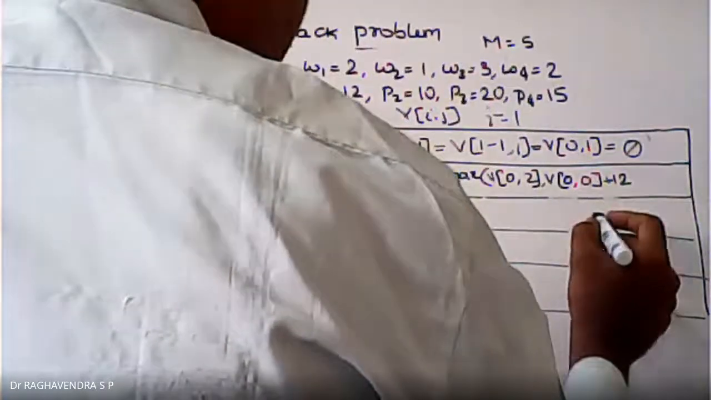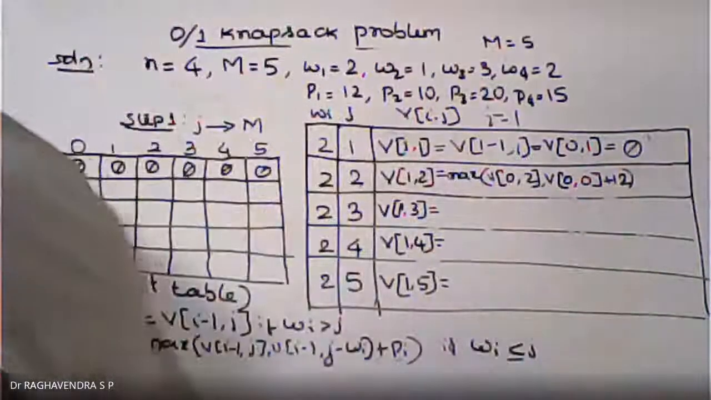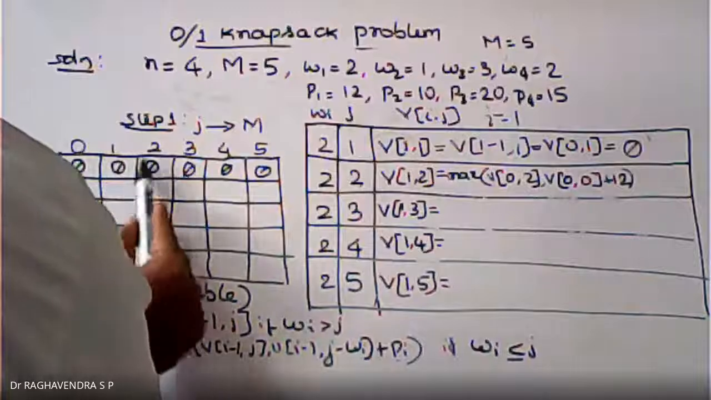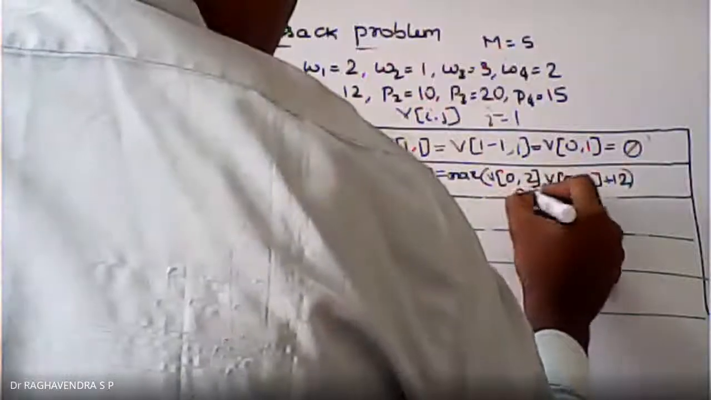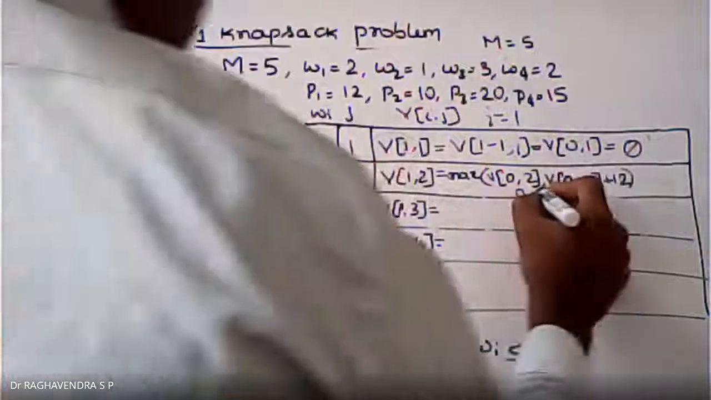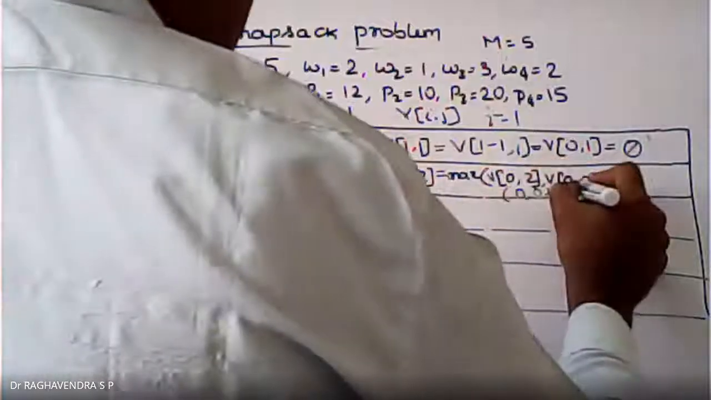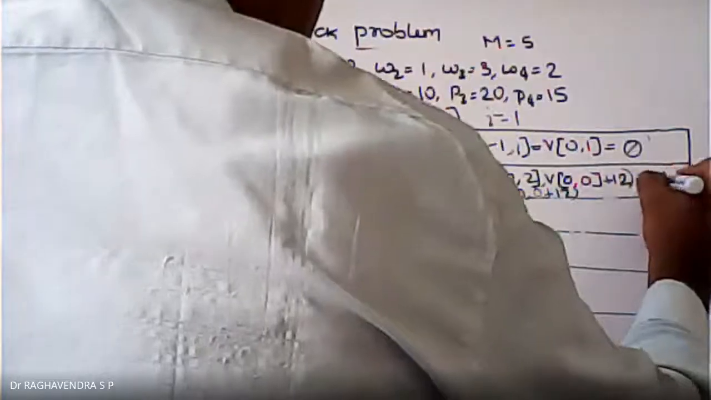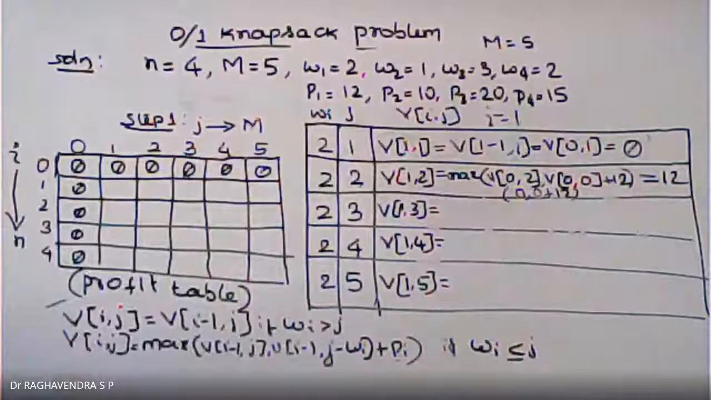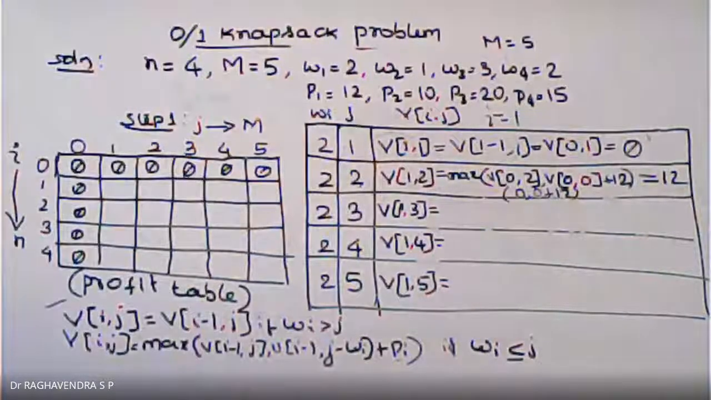Now let us substitute. So max of V of 0, 2. V of 0, 2, what is the value? Zero. So 0, plus 12. So the maximum value is 12. Okay, next.